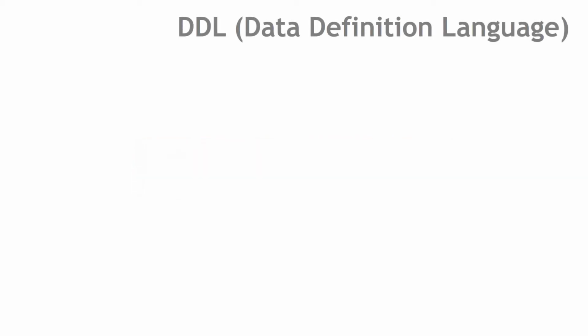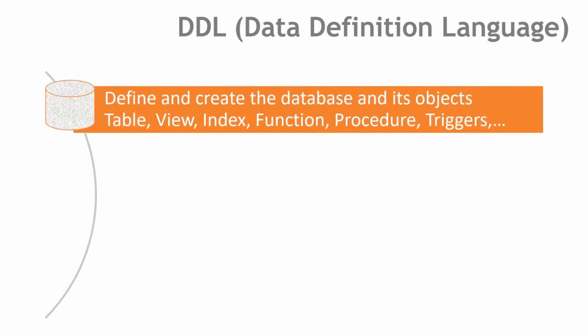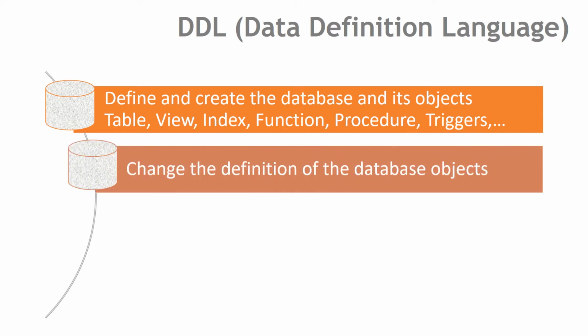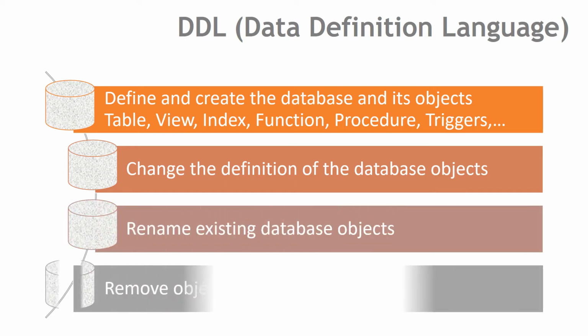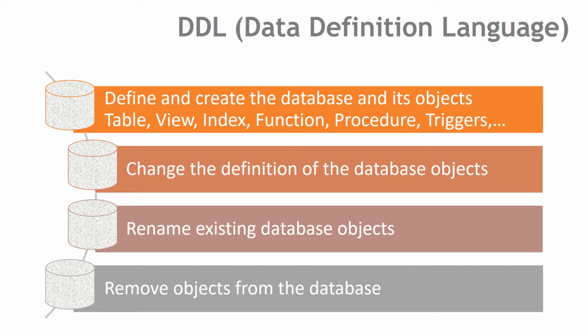DDL, Data Definition Language, is used to define and create the database and its objects like table, view, index, function, procedure, triggers and so on. It is used to change the definition of the database objects. It is used to rename existing database objects. DDL commands are used to remove objects from the database.